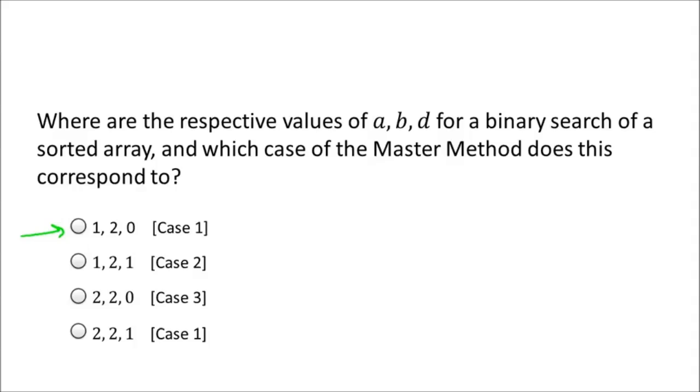Remember, you just compare the element you're looking for to the middle element. If it's less than the middle element, you recurse on the left half. If it's bigger than the middle element, you recurse on the right half. So in any case, there's only 1 recursive call, so A is merely 1 in binary search.